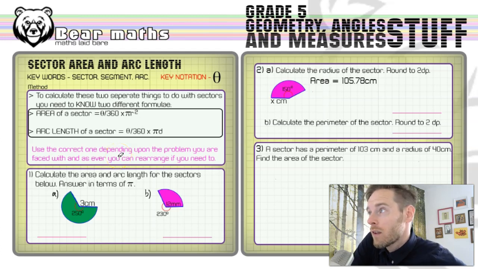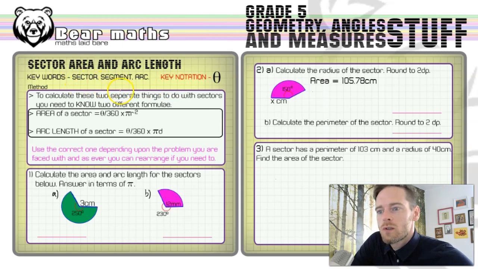This video is on sector area and arc length, and the keywords I've got for you are sector, segment, arc, and the key notation is this symbol here. Now a sector is created when two radii join the part of the circumference, which is what an arc is called. So an arc is probably what I should put first there, actually, because an arc is part of the circle's circumference. And two radii joining together with an arc creates a sector, a piece of the circle.